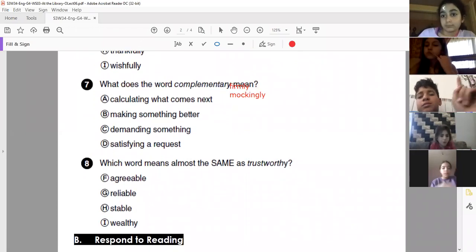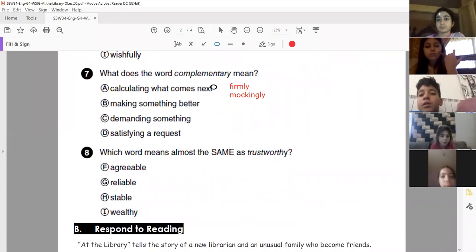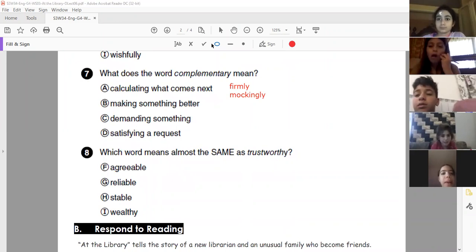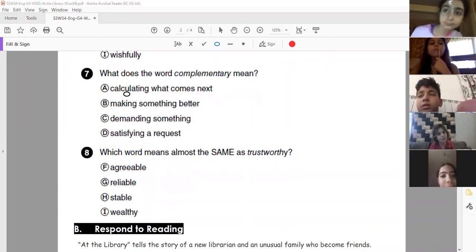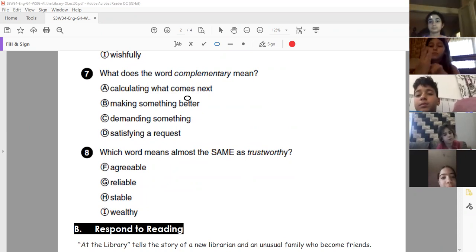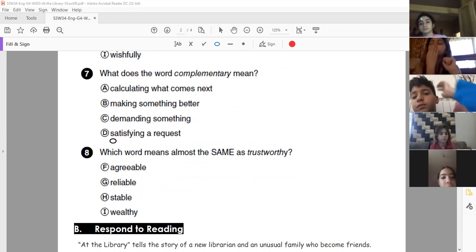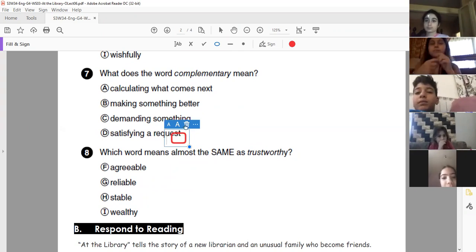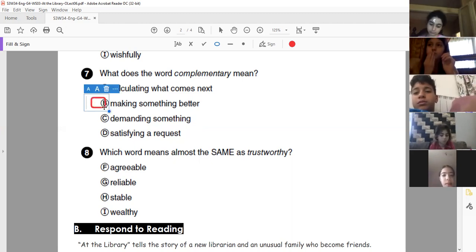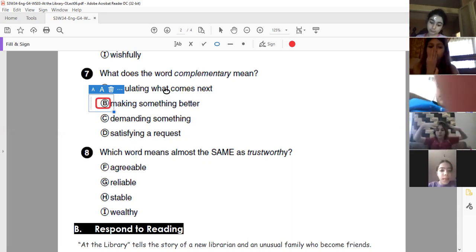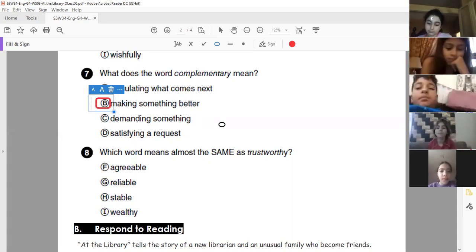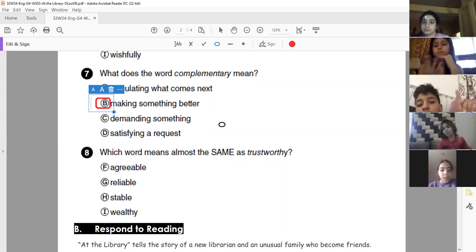Joël, yalla Joël. Number 7, what does the word complimentary mean? Calculating what comes next, making something better, demanding something, satisfying a request. I think it's making something better. Yes, just like peanut butter and jelly together are better. So complementary means making something better. Yes, Joel, thank you.